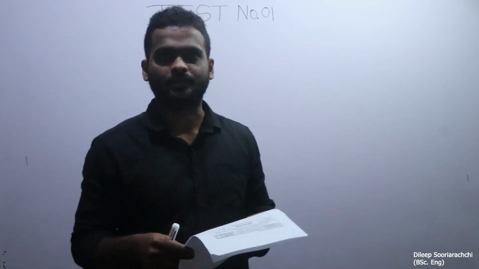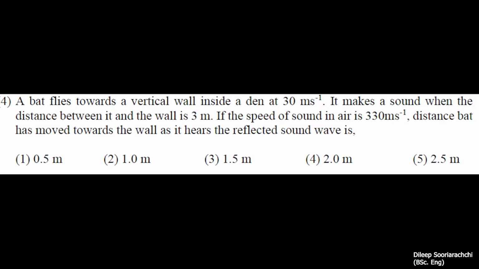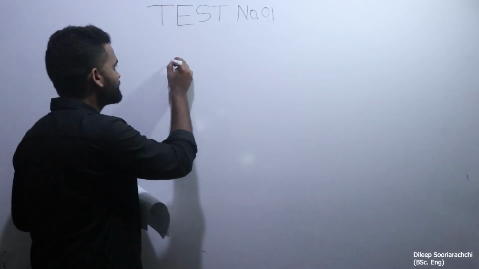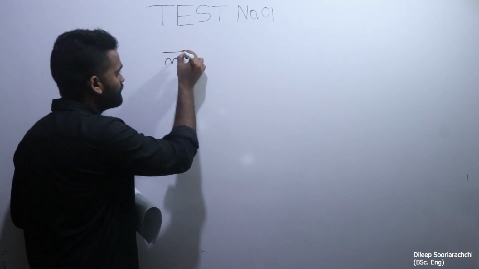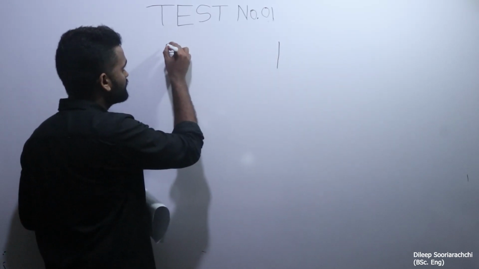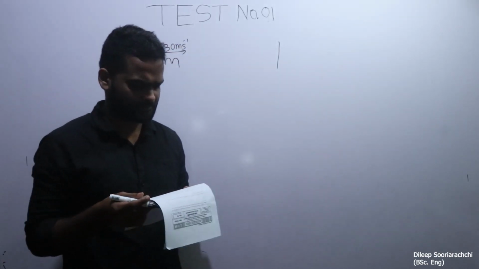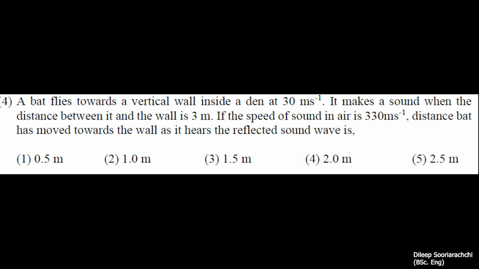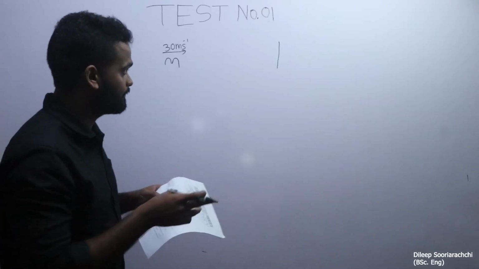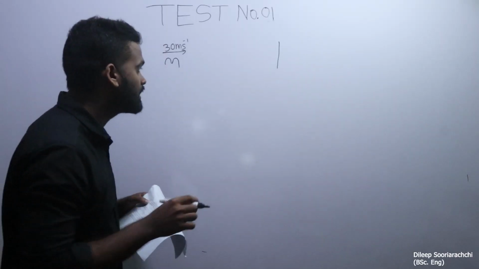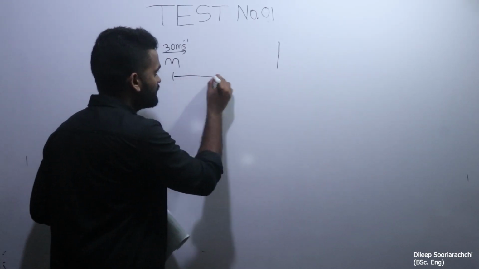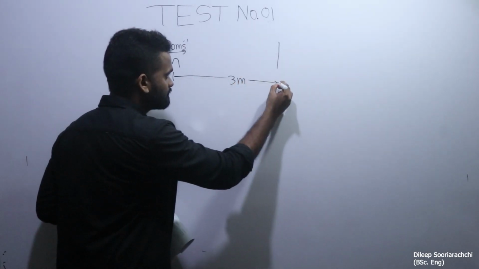Okay, fourth question. A bat flies towards a vertical wall inside a den at 30 meters per second. So let's say this is the bat flying towards the wall. Speed of the bat is 30 meters per second. It makes a sound when the distance between it and the wall is 3 meters. So we are considering that instant. So at that instant, the distance between the bat and the wall is 3 meters.